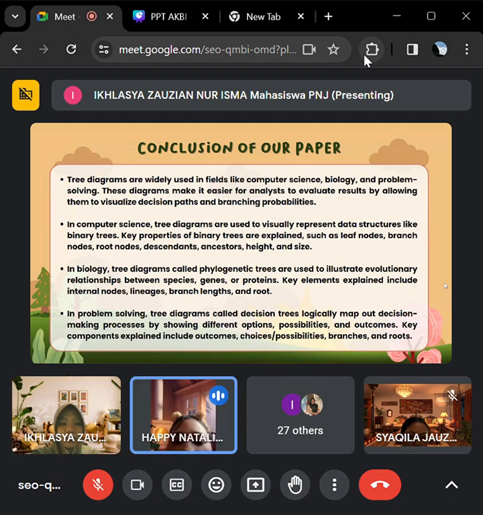In computer science, tree diagrams are used to visually represent data structures like binary trees. Key properties of binary trees are explained here as leaf nodes, branch nodes, root nodes, descendants and ancestors, height, and size. In biology, tree diagrams called phylogenetic trees are used to illustrate evolutionary relationships between species, genes, or proteins. Key elements explained include internal nodes, lineage, branches, and root.